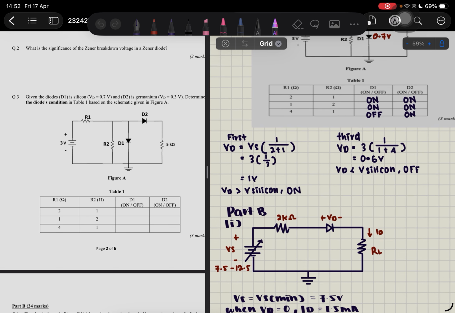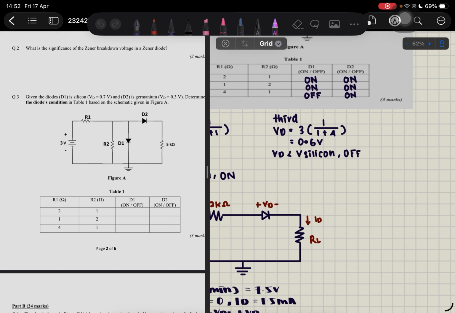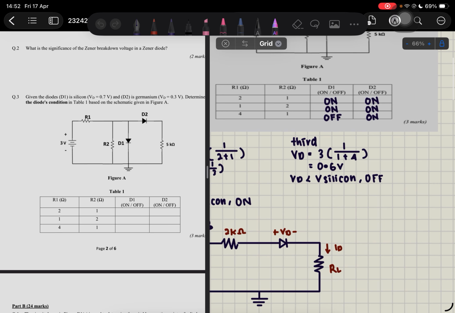Now the first and second situations are the same R total, right? The third situation is different because it has a 5 ohm. So here we got 0.6 volt, which is less than 0.7 for V silicon. So the silicon diode will be off. Okay. And the germanium diode will always be on because it is less than the VD we got.